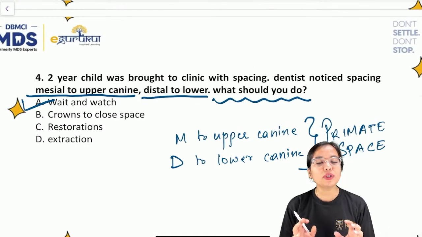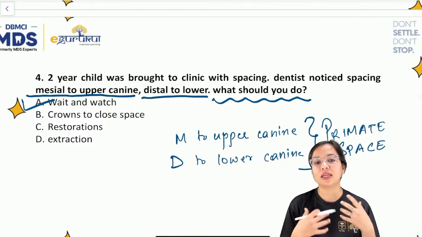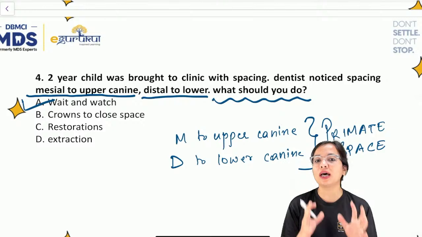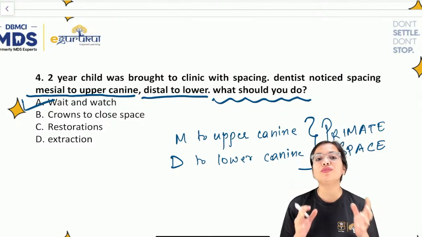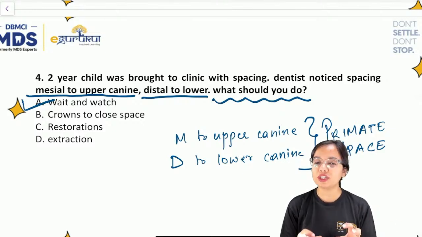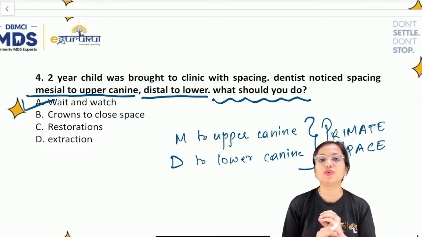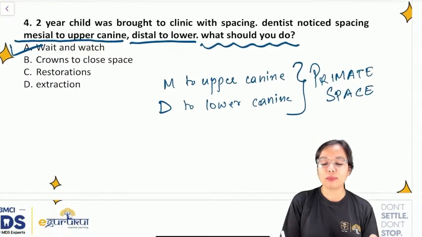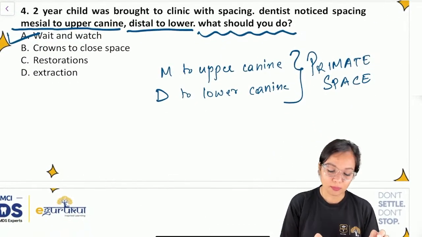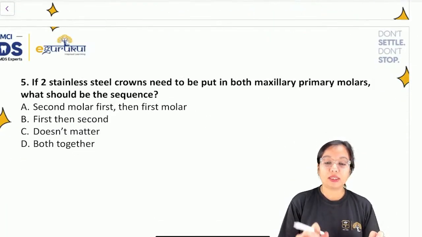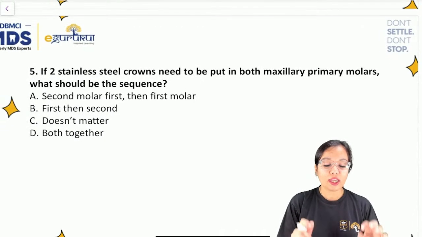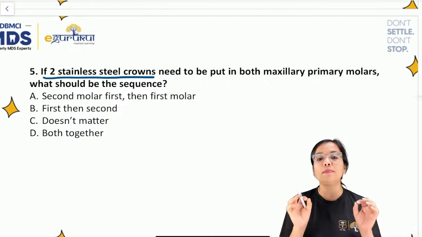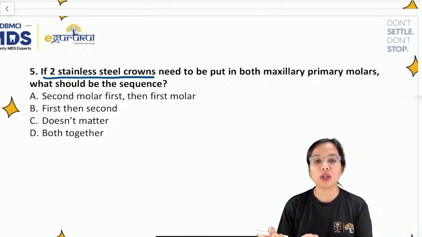You explain to the patient that there are naturally occurring spaces in the primary dentition which actually help to align the permanent dentition well. So it is otherwise beneficial to have such spaces, and you must do nothing for these spaces but wait and watch. They are just talking about the primate spaces here. Clear? The next question is, if two stainless steel crowns need to be put on both maxillary primary molars, what should be the sequence?